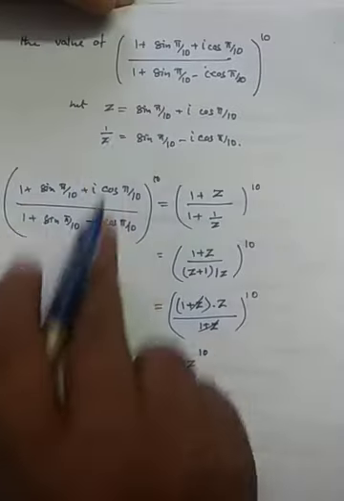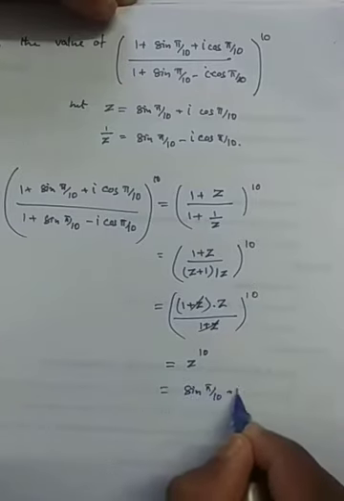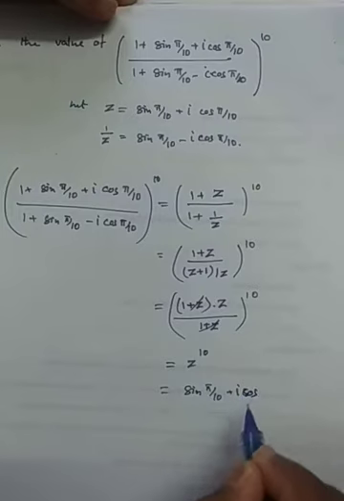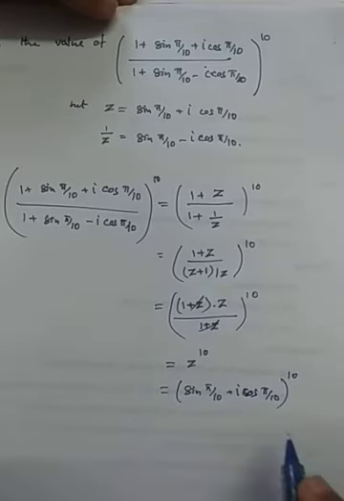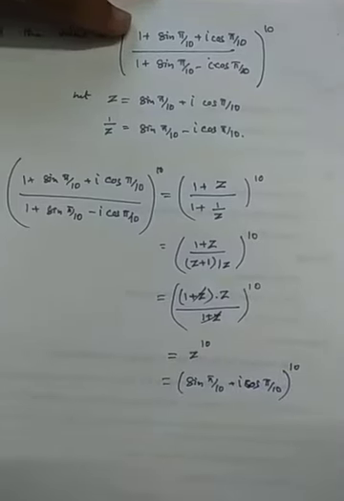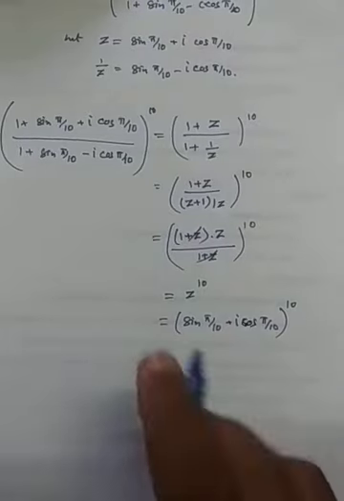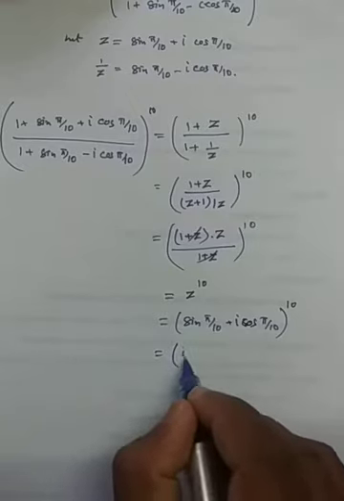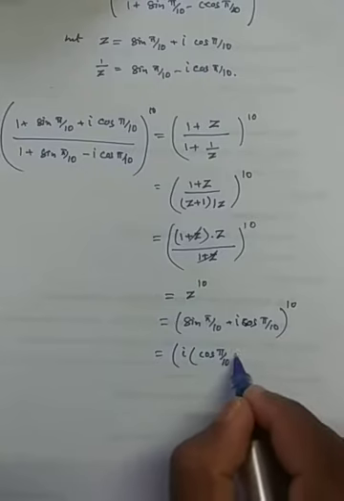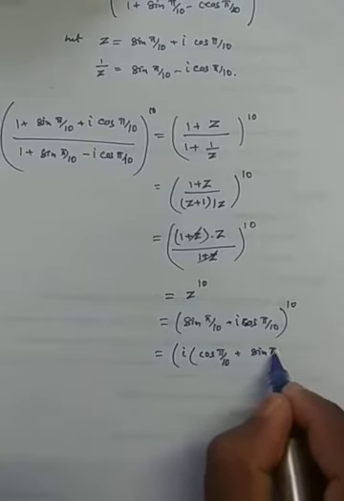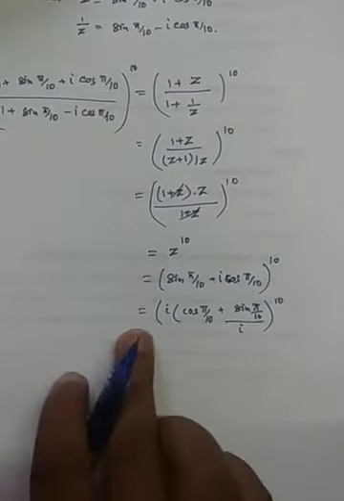So now the value of z, write it: sine pi by 10 plus i cos pi by 10, the whole power 10. Our formula is cos theta plus i sin theta. So I am taking i common here. What will it become now? I take it common: cos pi by 10 plus sin pi by 10 divided by i, the whole power 10, because I multiplied by i commonly.